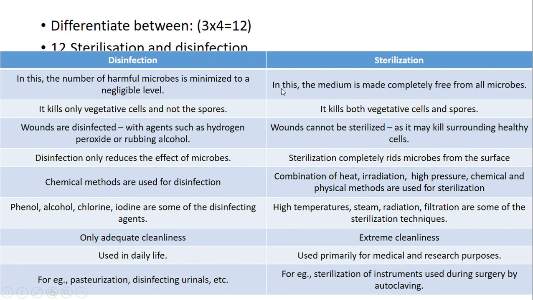Sterilization, otherwise, is where a medium is made completely free of all microbes. It kills both vegetative cells and spores. Wounds cannot be sterilized as it kills surrounding healthy cells. Sterilization completely rids microbes from the surface. A combination of heat, radiation, high pressure, and chemical and physical methods are used for sterilization. High temperature, steam, radiation, filtration are some of the sterilization methods. It is extreme cleanliness used primarily for medical and research purposes.